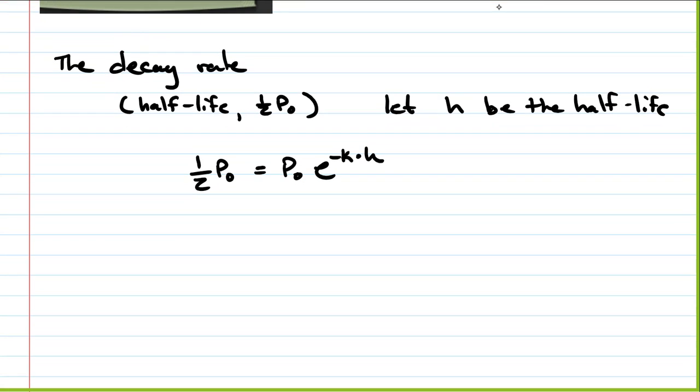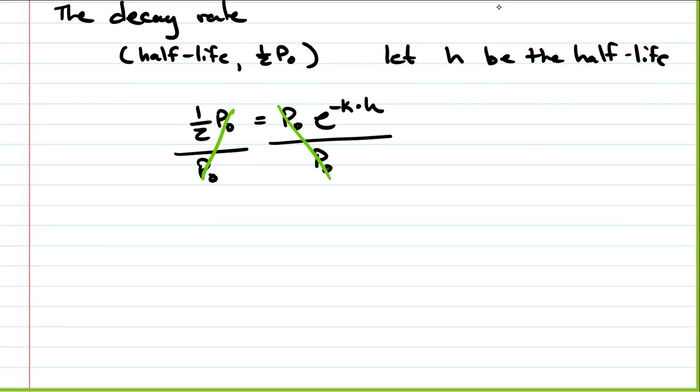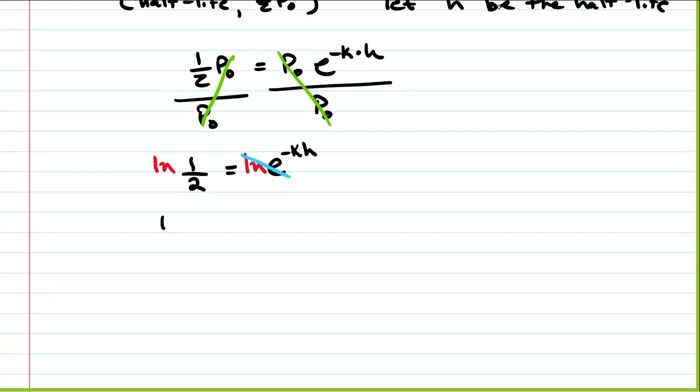Solving this equation for k, we would once again divide both sides by P naught, and the same thing that happened with our exponential growth is occurring here, that it doesn't matter about the original amount. So we have 1/2 is equal to e to the negative kh. We take our logarithm of both sides once again, the e and the ln reduce out, and we have the natural logarithm of 1/2 is equal to negative kh.